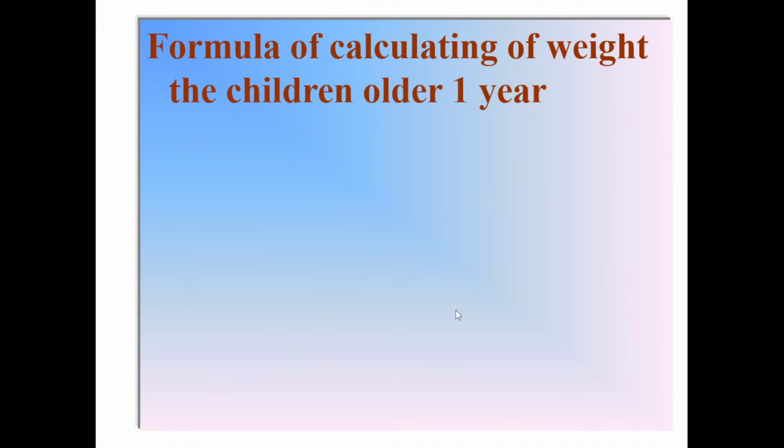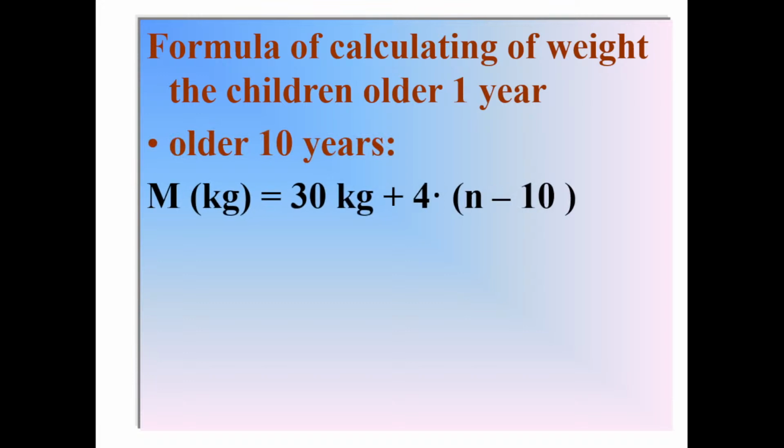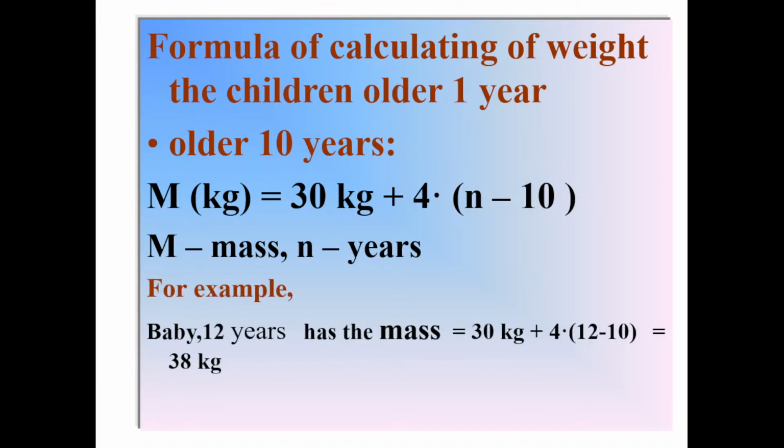Formula of calculating weight in children older than 10 years. The older than 1 year formula starts from 2 to 10 years, and for older than 10 years we have another formula that includes these parameters. You can see the child of 12 years old has a mass of body nearly 38 kilograms.